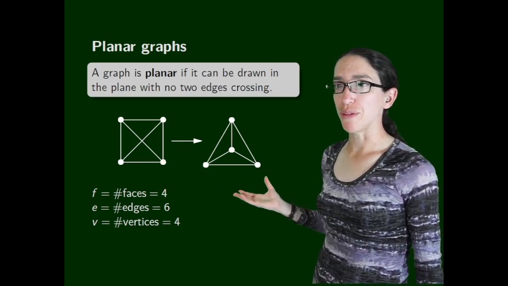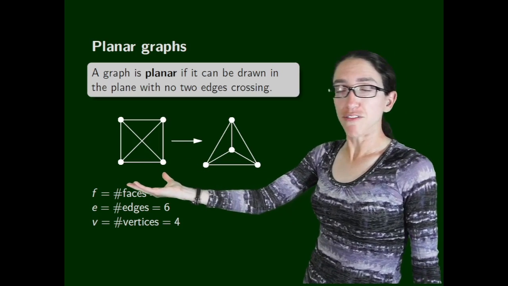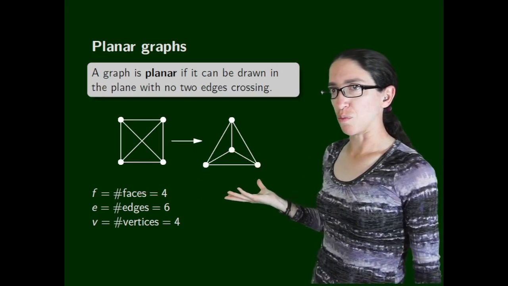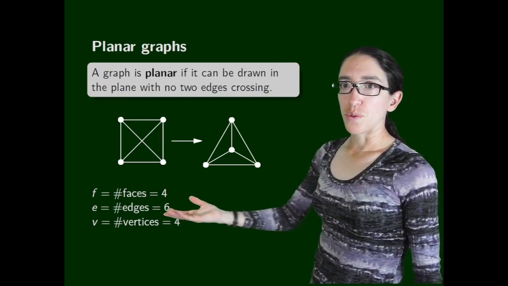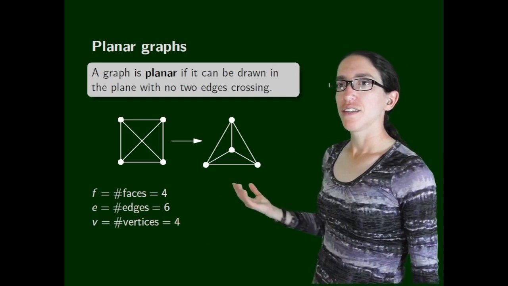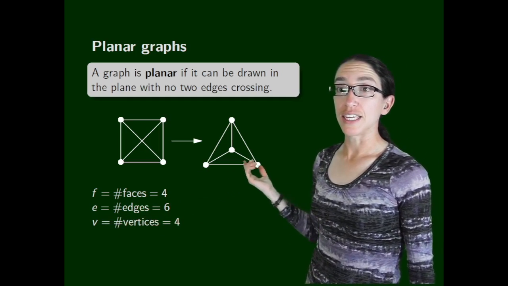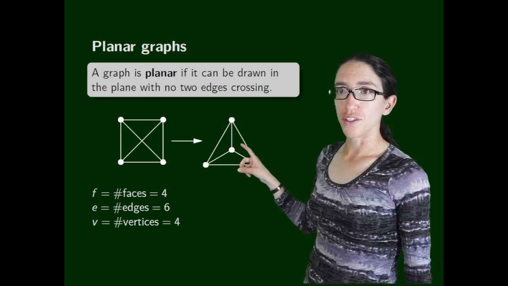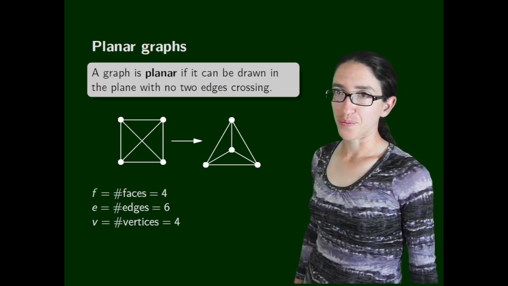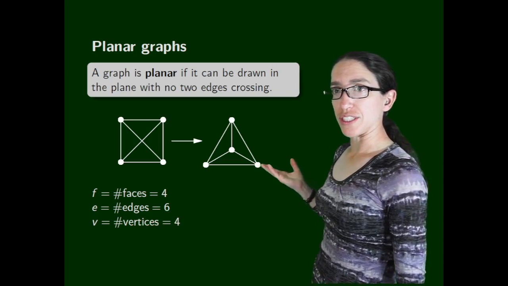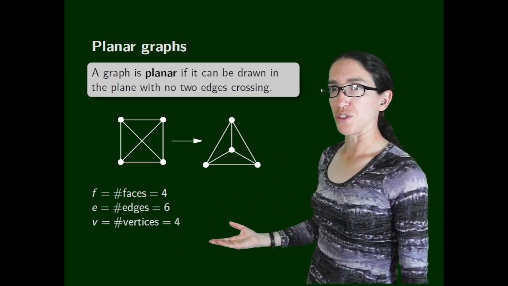So K4 is planar. Even though it's not planar in every way of drawing it, if there exists some way of drawing it in the plane so that no two edges cross, then it's planar. We write f for the number of faces of a planar graph, and in this case it's 4, because we have 1, 2, 3, 4 faces. We count the outside face as well. E is the number of edges, which is 6, and v is the number of vertices, which is 4.